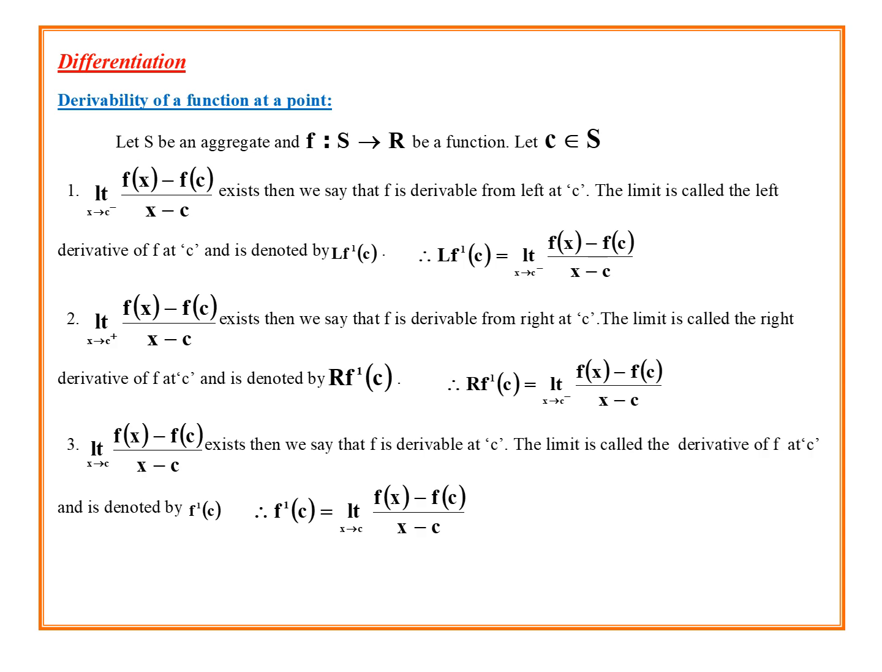Third one, the derivative at a point. Limit x tends to c of f of x minus f of c by x minus c exists. Then we say that f is derivable at c. The limit is called the derivative of f at c and it is denoted by f dash at c. Therefore, when we say that f is differentiable, f dash at c is equal to limit x tends to c f of x minus f of c by x minus c.